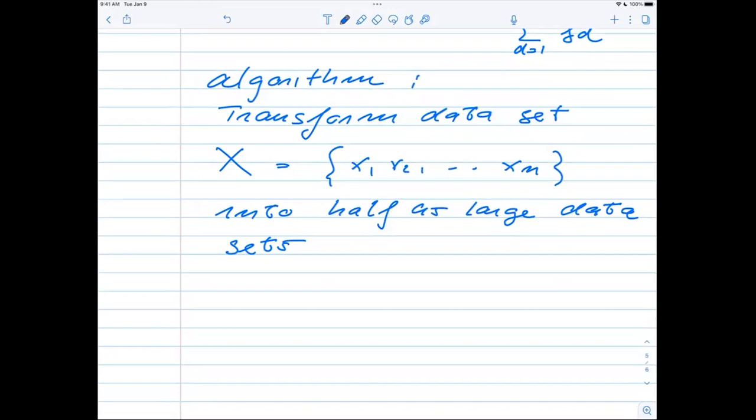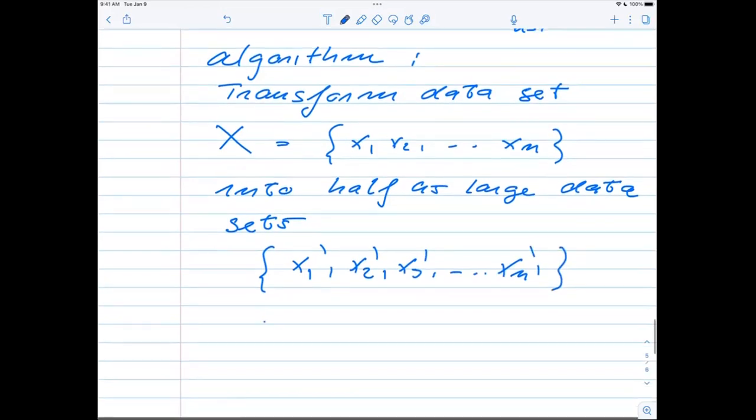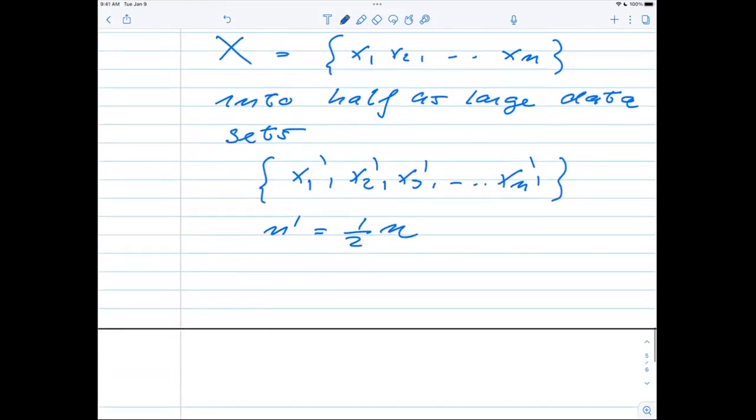So that means that we get a new data set, which should contain the same data points, but it has been split now into x1 prime, x2 prime, x3 prime, and this goes up to an xn prime, where this n prime is simply a half times n. And it means also that this data set x of i prime is now given by the original data set, which is x2i minus 1 plus x2i. So the data set now is simply split in chunks of 2.